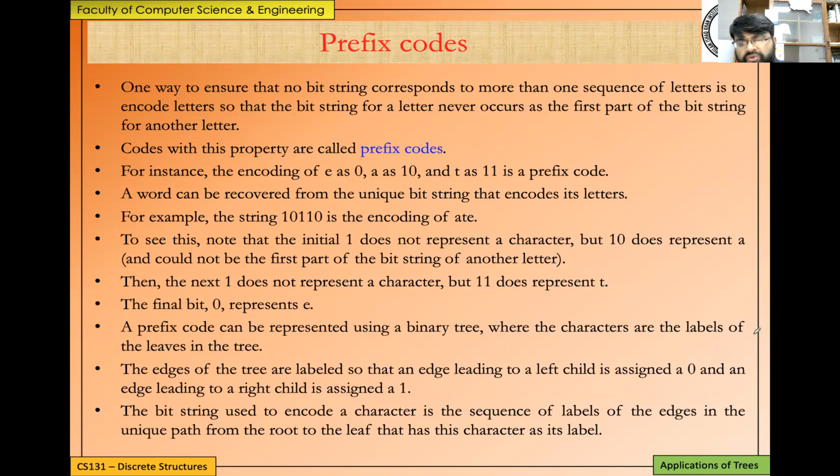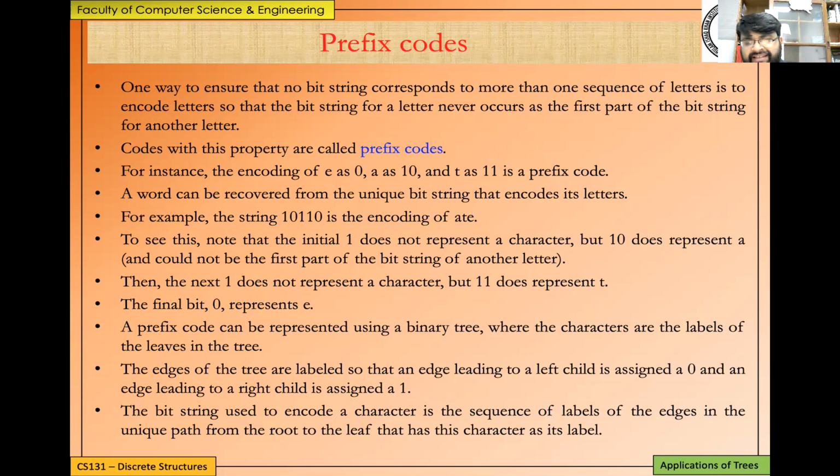So one way to ensure that no bit string corresponds to more than one sequence of letters is to encode letters so that the bit string for a letter never occurs as the first part of the bit string for another letter. So it's never the prefix of another letter. Codes that follow this property are what we call prefix codes. That is, a prefix is always unique to a letter, and that prefix can never occur for another letter.